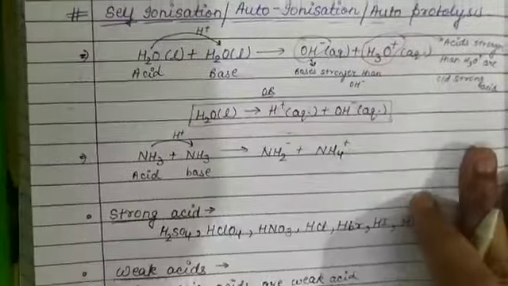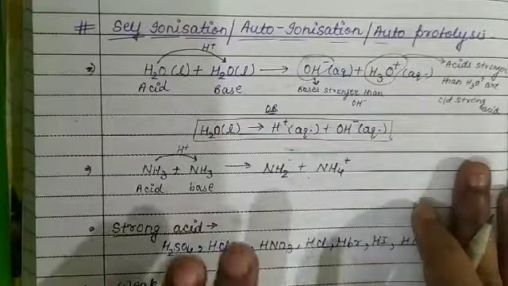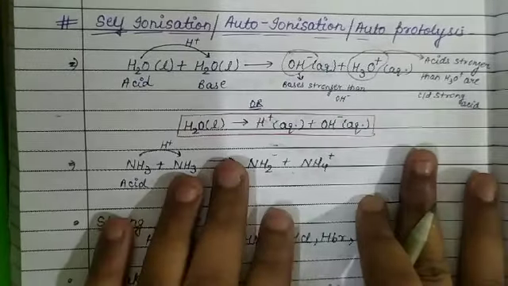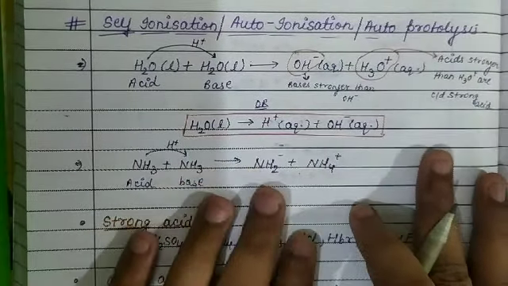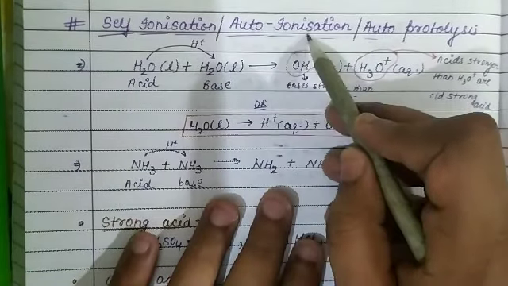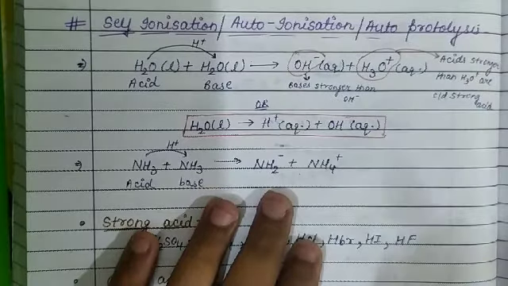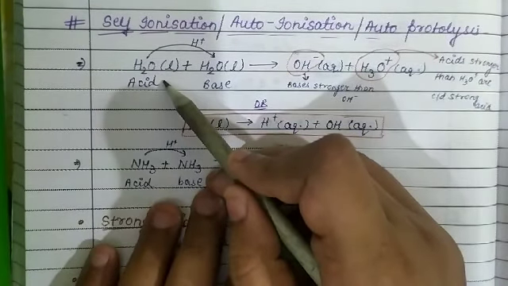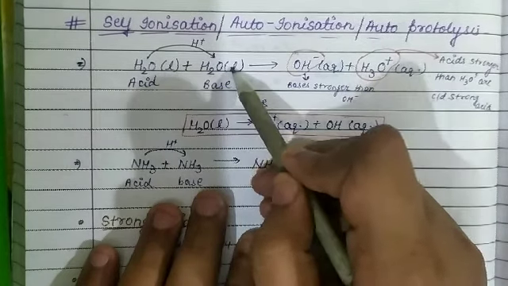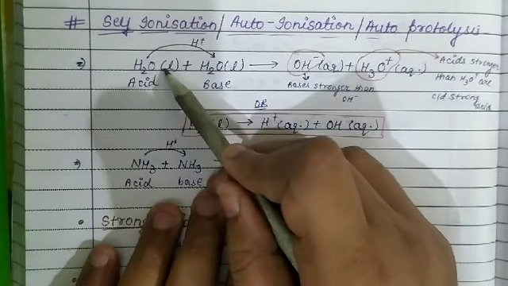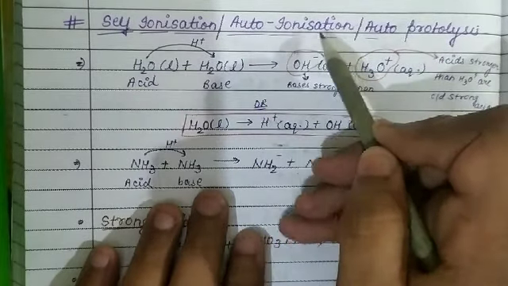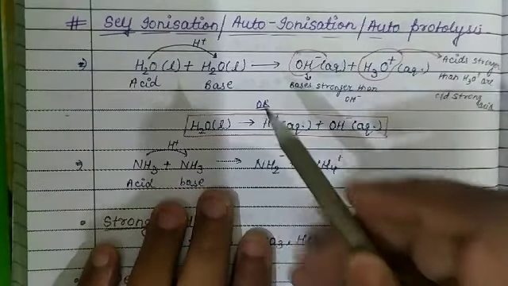The next topic we are going to study is self-ionization, also called auto-ionization or autoprotolysis. Same thing: self-ionization, auto-ionization or autoprotolysis. When H2O liquid combines with H2O, meaning H2O combining with its own molecule, self-ionization will take place, auto-ionization will take place, or autoprotolysis will take place.